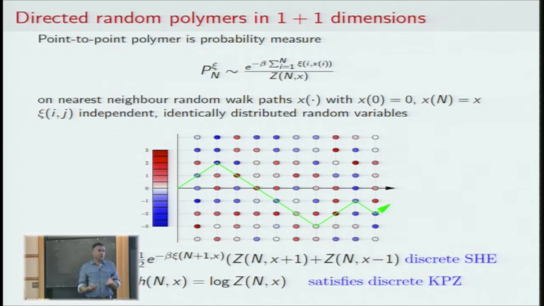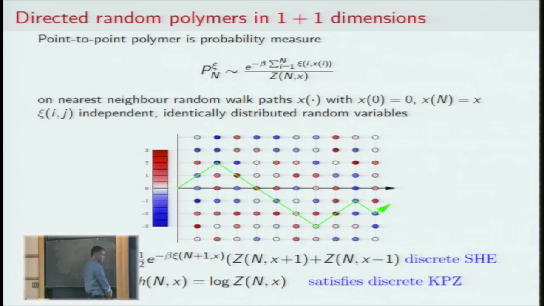There's two natural models. One is that we could fix the beginning point and the end point. So you would have random walk bridges from the beginning to the end point. And another is that you could fix the beginning point and just let the end point dangle free. Those are the two basic models. So the first one's called the point-to-point directed polymer, and the second one's called the point-to-line directed polymer.